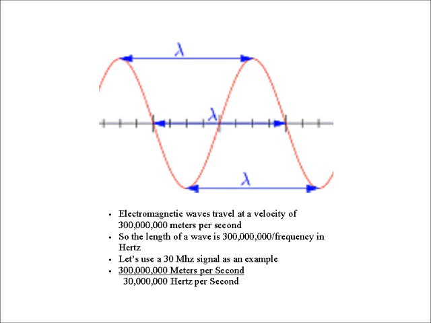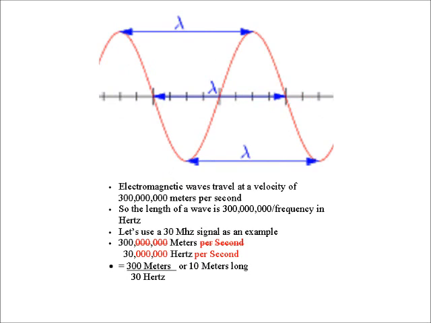If you have a frequency of 1 hertz, anyone want to venture a guess as to how long that 1 hertz wave is? Yeah, it's 300 million meters long. That's a very long wave. So let's use an example that's a little closer to home. Remember, the velocity is 300 million meters per second.